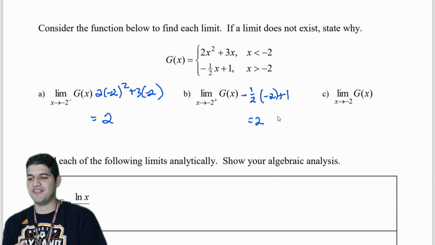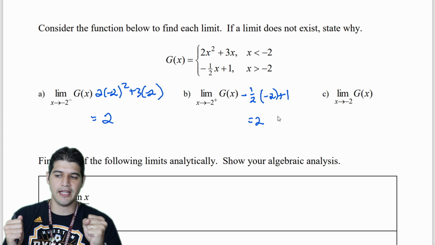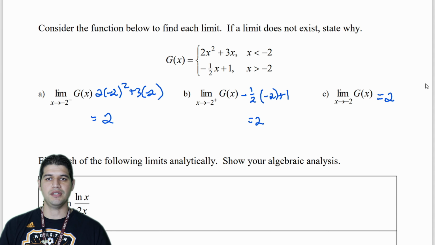So what's the limit of g of x as x approaches -2? Well, we just did the left side and the right side. So all we need to do is say, okay, those are equal. Since they're equal, the limit exists at that point, and it's going to be the same value too.